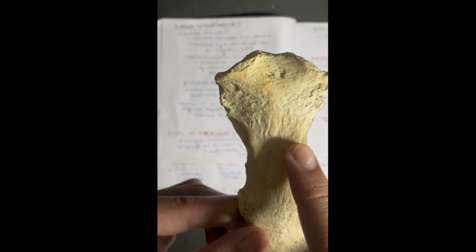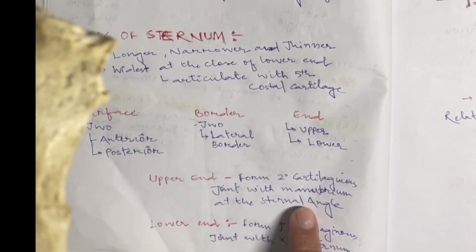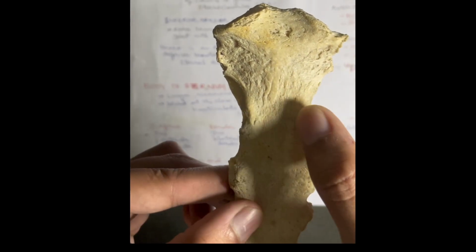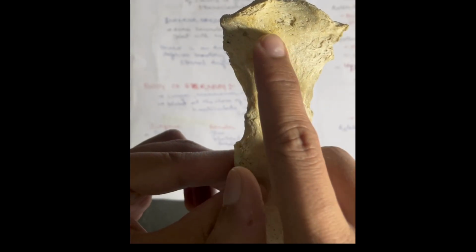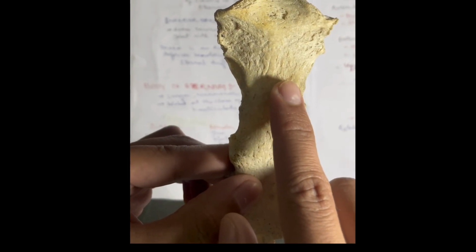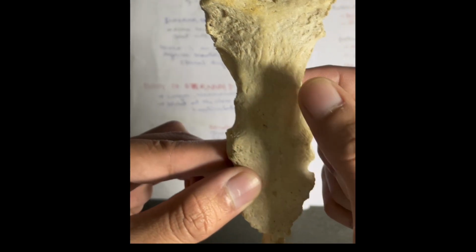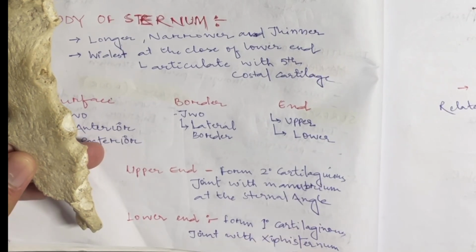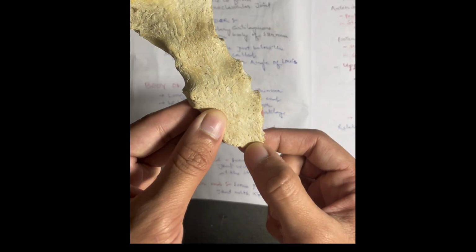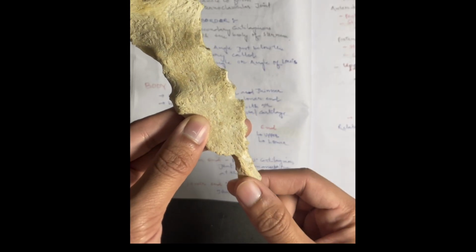The upper end forms a secondary cartilaginous joint with the manubrium at the sternal angle. Here is the manubrium, and here is the sternal angle. And the lower end forms a primary cartilaginous joint with the xiphisternum. Here is the xiphisternum, and its lower end is here.